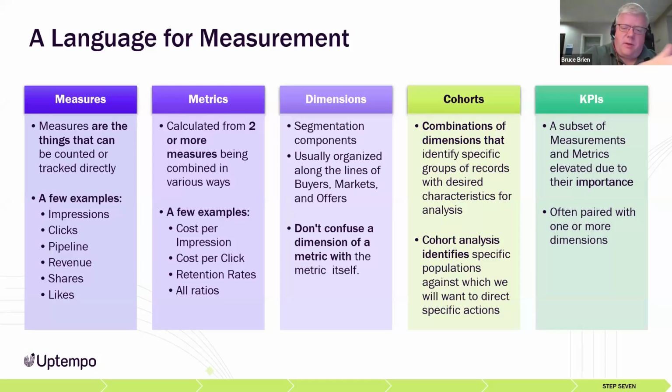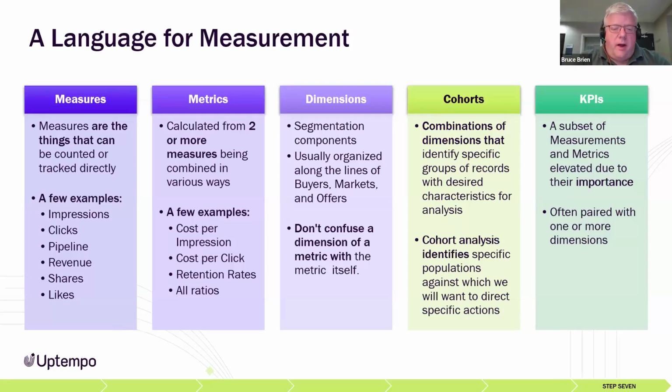So what about this term KPIs? That kind of muddies up the waters of the whole thing. A KPI is simply a subset of measurements and metrics elevated due to their level of importance. It's a key performance indicator. Everything else we've looked at is a performance indicator, but a key performance indicator is one that you have determined is really important to your company. It might be that there's a leading indicator. When people do this, good things happen. So we want to track that as a key performance indicator.